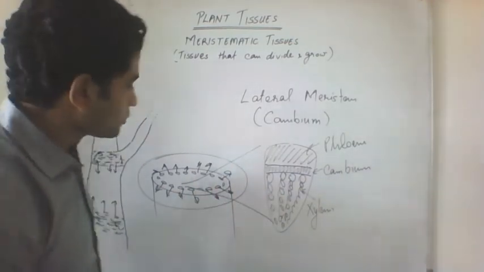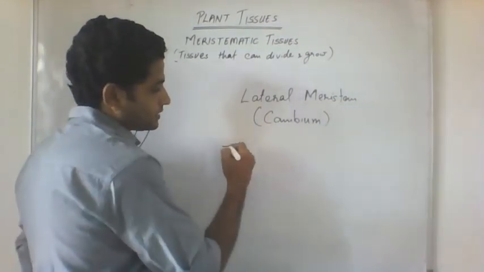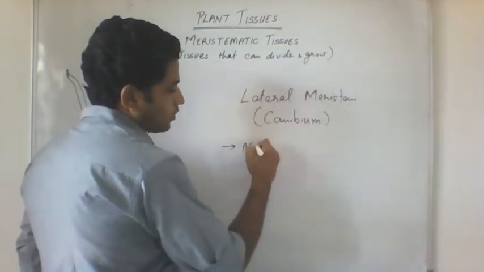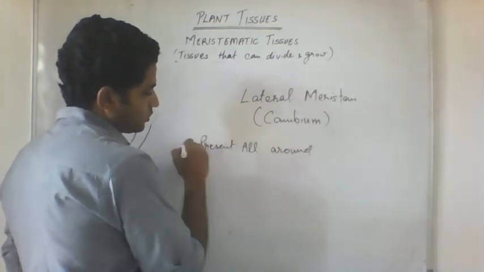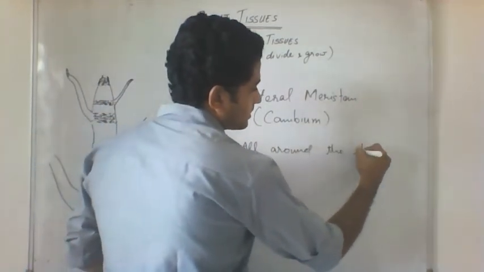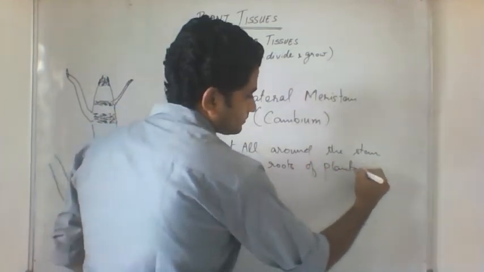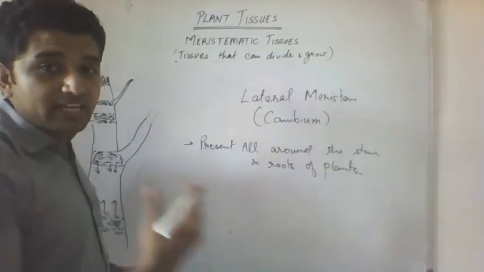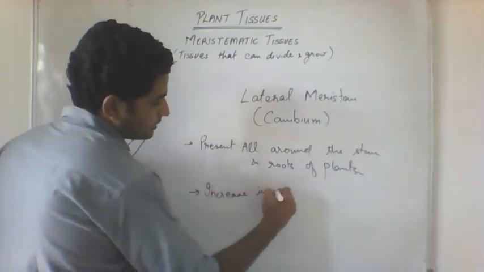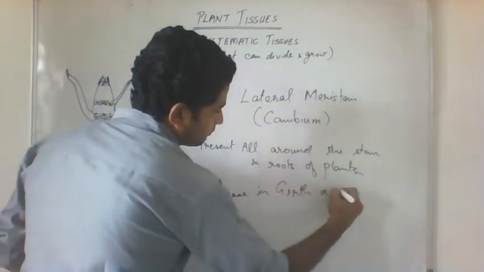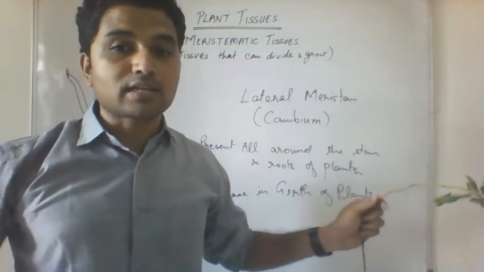Use the word girth. So understood what is cambium? Understood what is lateral meristem? So where is lateral meristem present? Lateral meristem is present all around the stem and roots of plants. They are also known as cambium. And what would they lead to? They will lead to increase in girth of plants. They will allow the plant to grow thicker, and that is how the plant grows.